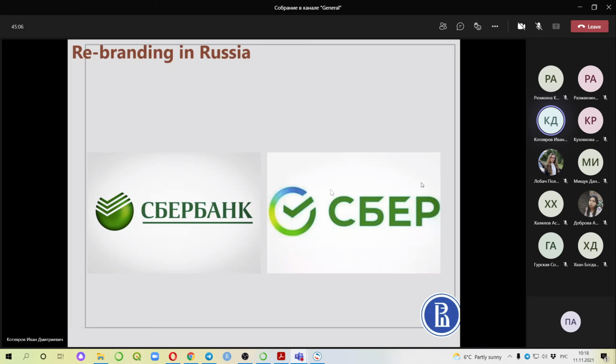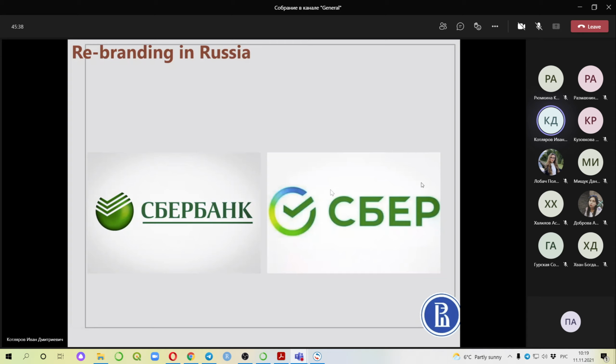Ladies and gentlemen, along with the word Sberbank, we also have a picture which describes a money box and a wallet at the same time. So the whole previous logo of Sberbank highlighted the idea of money, the idea of stability, the idea of fundamental values.